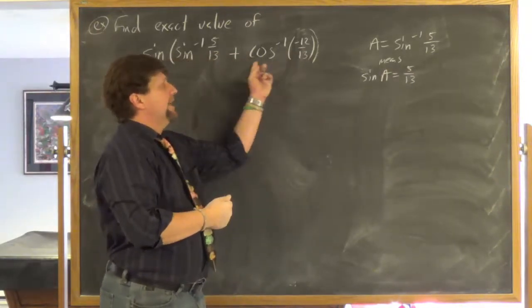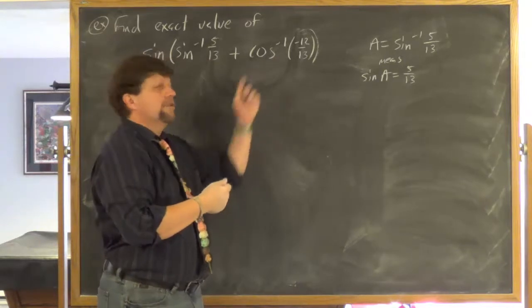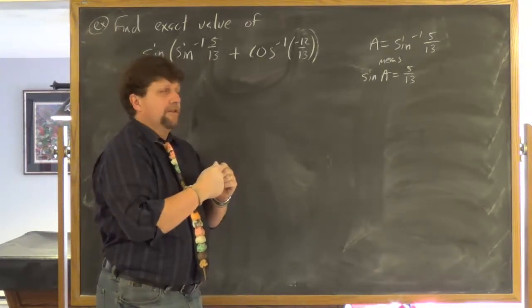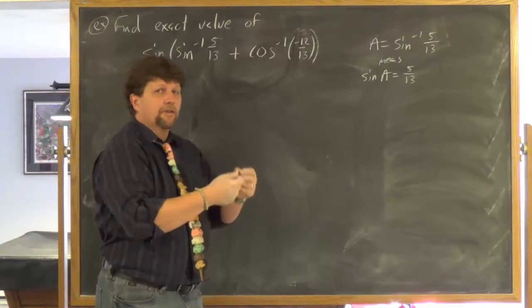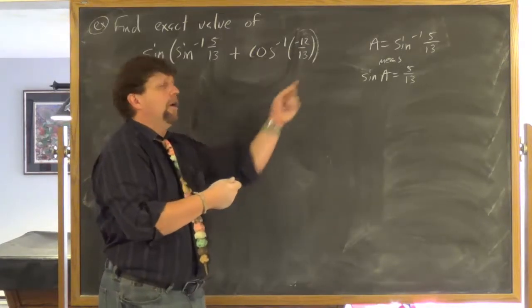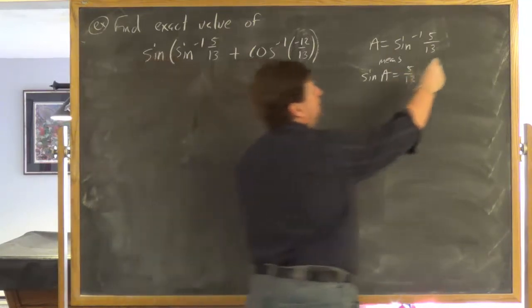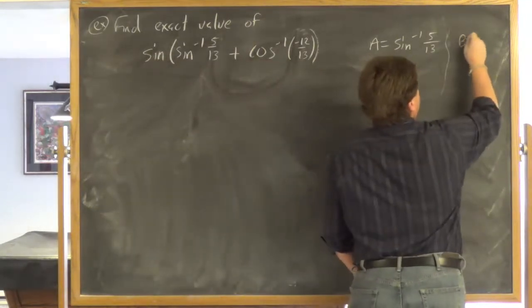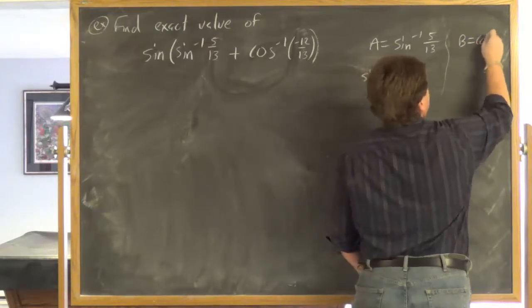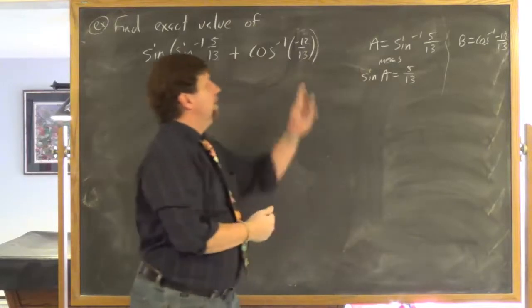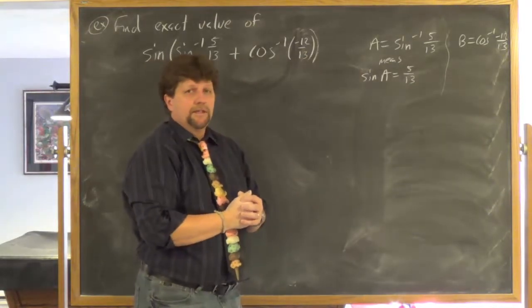Likewise, I know this is an angle off the unit circle. Inverse cosine finds an angle on the top half of the unit circle. I don't know what that angle is, so let me call it B. So let me write that here. B is the inverse cosine of negative 12/13.